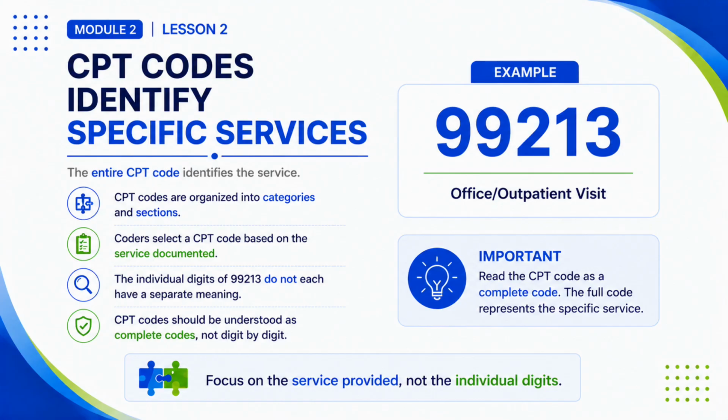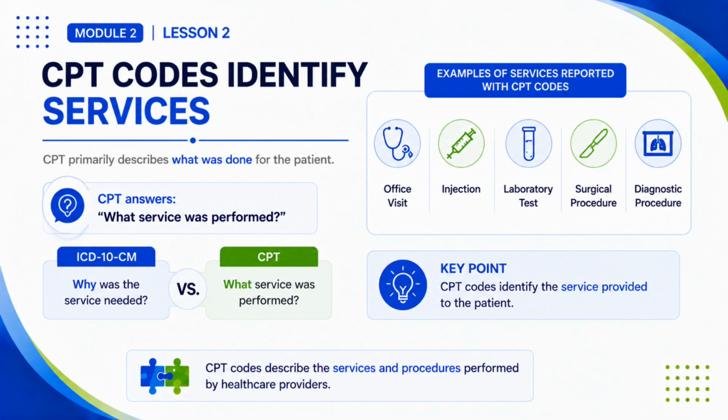A CPT code identifies a specific medical service or procedure. For example, 99213 represents an office or outpatient visit. We look at the complete CPT code rather than assigning a separate meaning to each digit. Then verify the code in the CPT manual. CPT tells us what was done for the patient. This can include an office visit, injection, laboratory test, surgery, or diagnostic service.